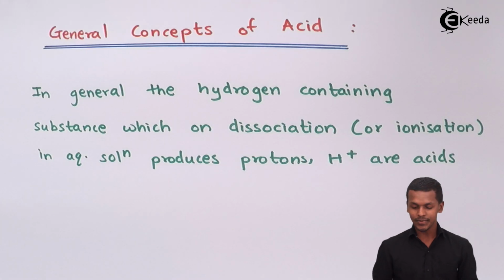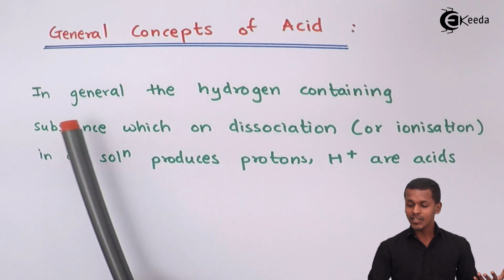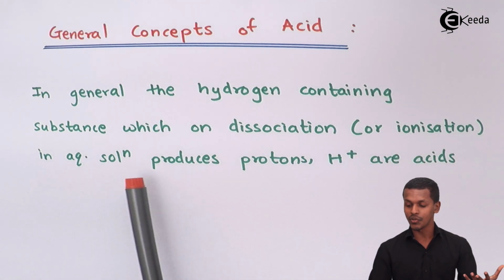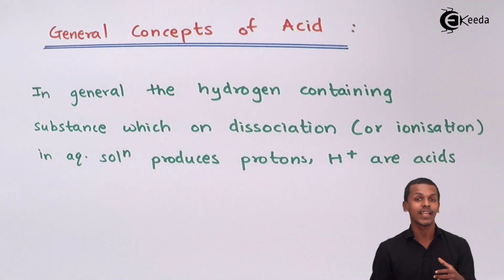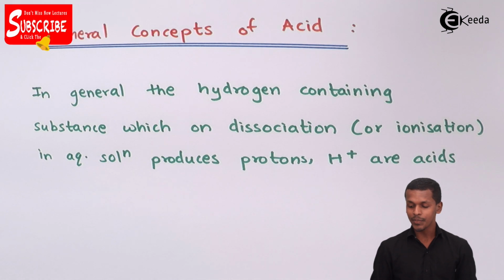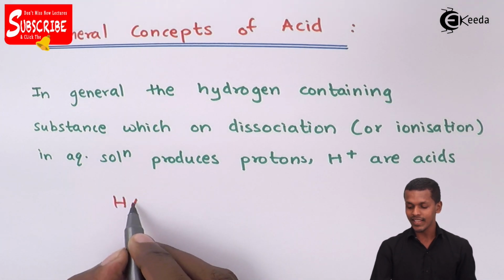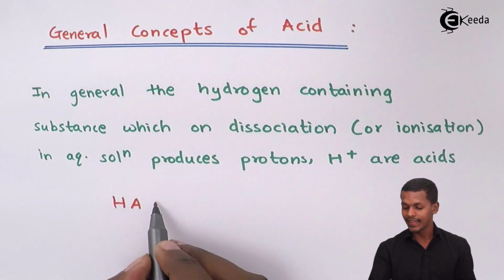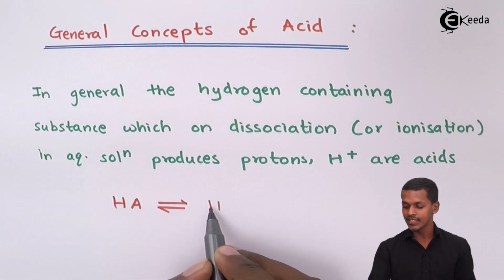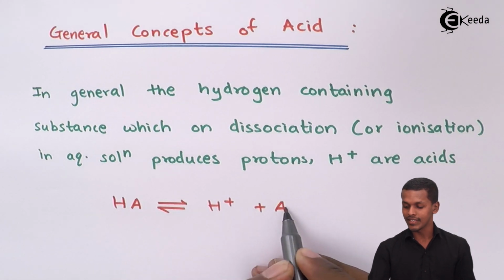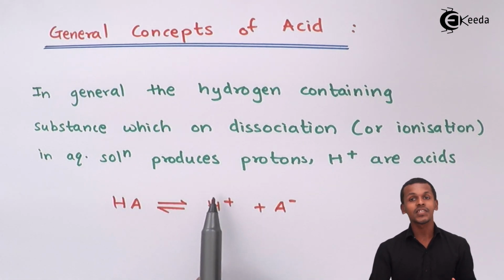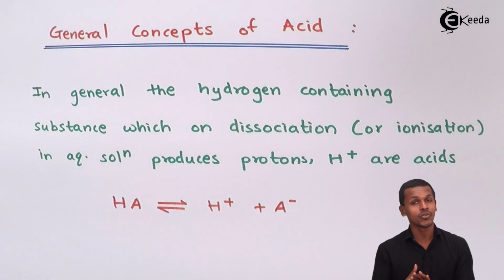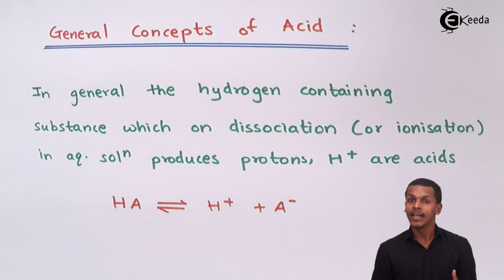Talking about the first one, in general, a hydrogen-containing substance which on dissociation or ionization in aqueous solution produces H+ ions is called an acid. For example, if I am talking about HA, and on dissociation it gives H+ ions along with A- ion, the main thing is that H+ ion is produced during ionization or dissociation, and that's the reason it is called an acid.